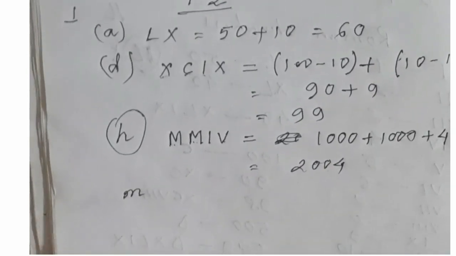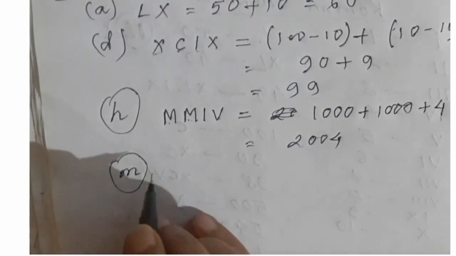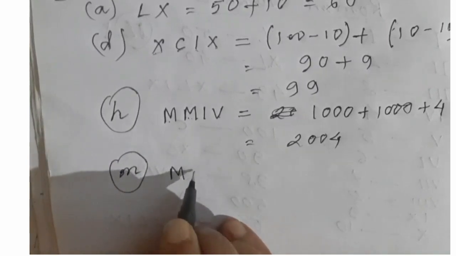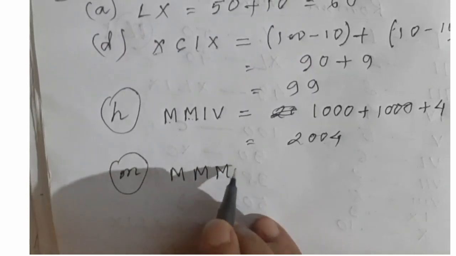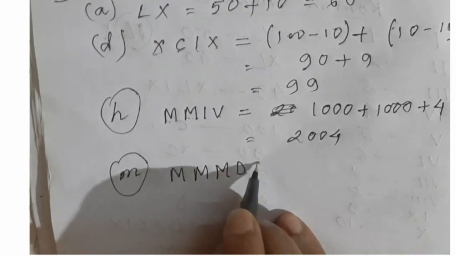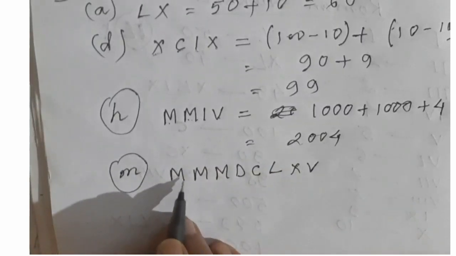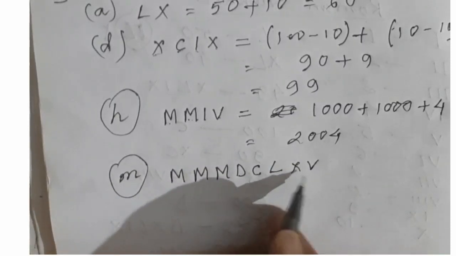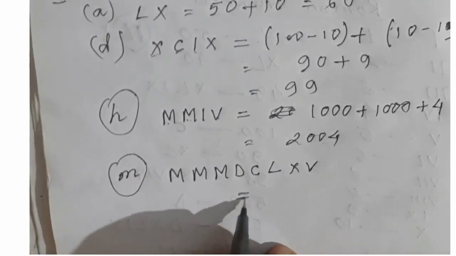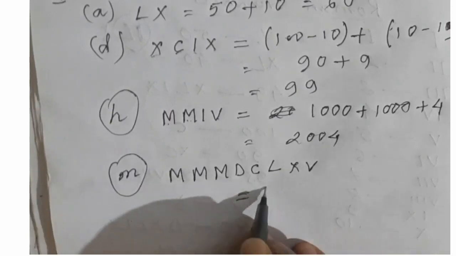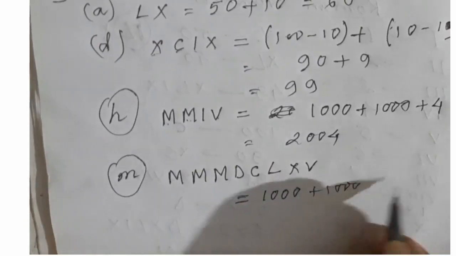So here in this M number question, the question is M, 3 M's we have, and then D, C, L, X, B. Am I right? You check M, D, C, L, X, B. How can I write this in Roman numerals? Check here, 1000, 1000, 1000. First 3000 we will write: 1000, 1000, again 1000.